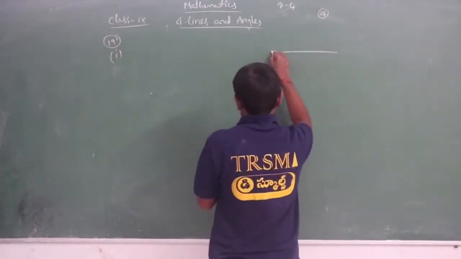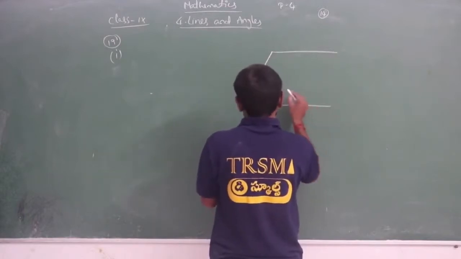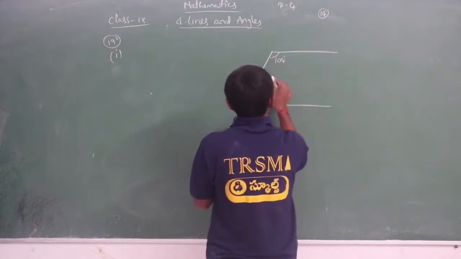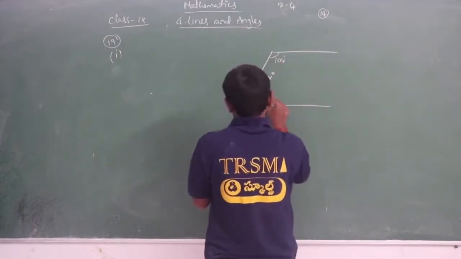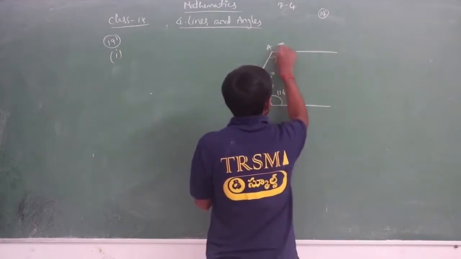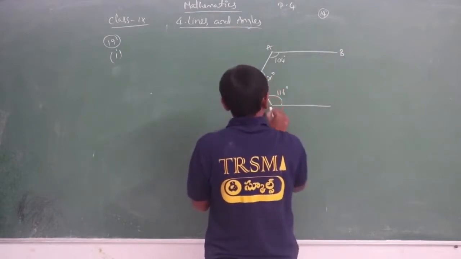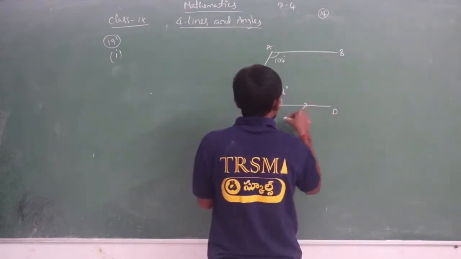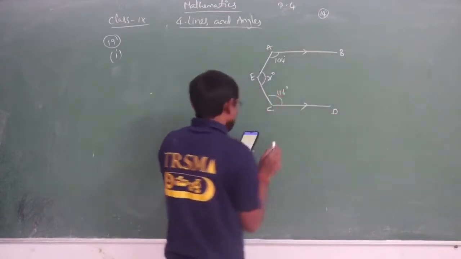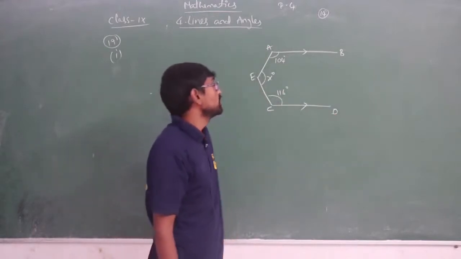So first one, here you have a question like this. X degree, here we have 116 degree. So A, B, E, C, and here we have D. Okay, so this is the question he has given. What do we need to do? We need to find the value of x here.